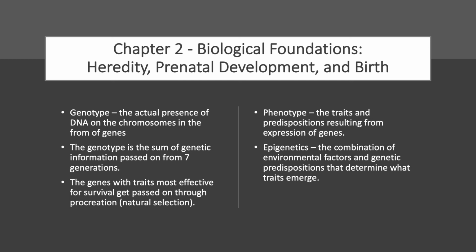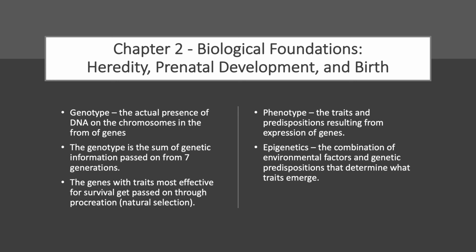So first, let's get some terms together. The genotype is the actual presence of DNA on the chromosomes in the form of genes. And this is what I was talking about before. The genotype is the sum of information passed on from 7 generations. The genes that are the most effective for survival get passed on, and we'll talk about that in a minute. That's the evolutionary process. So the genotype results in the phenotype.